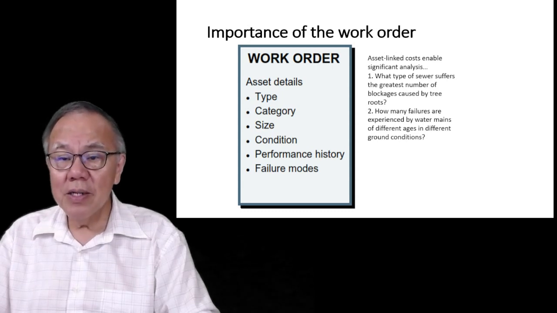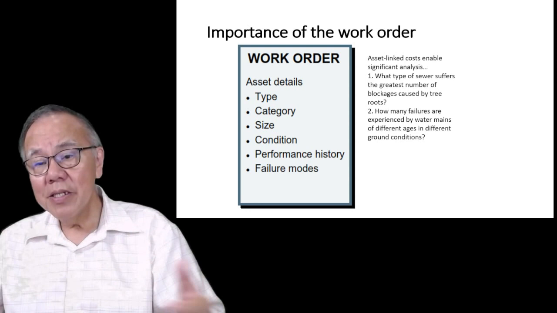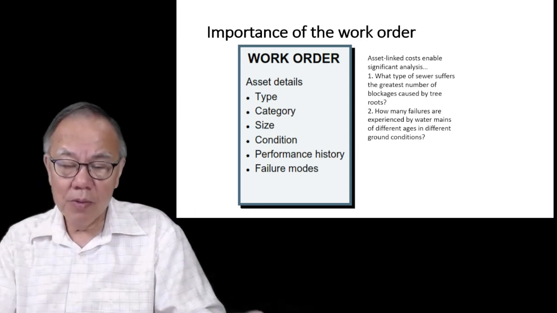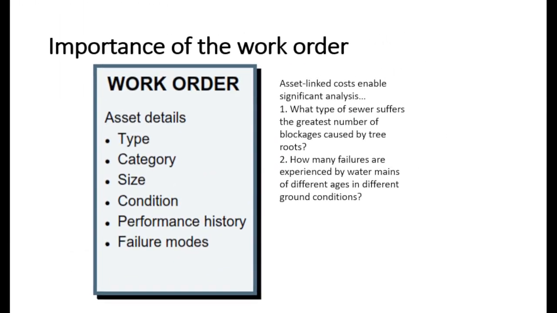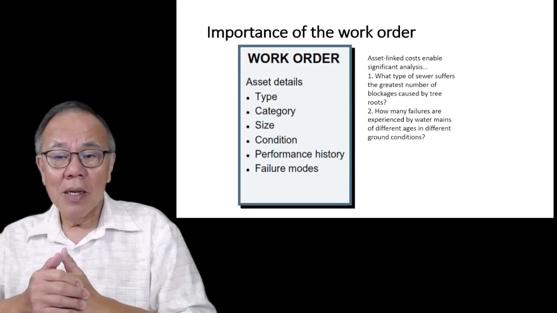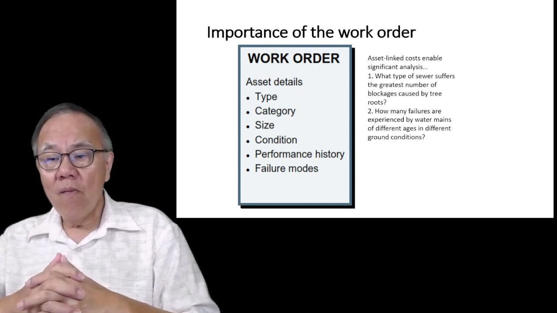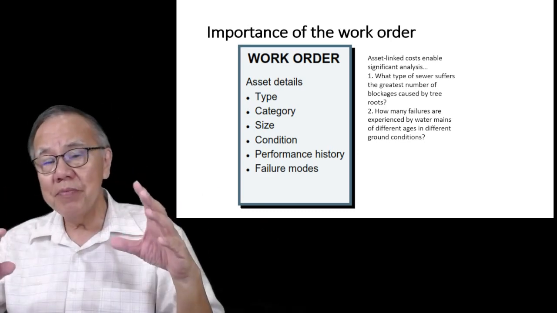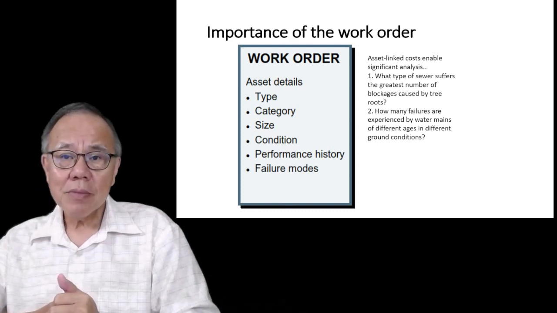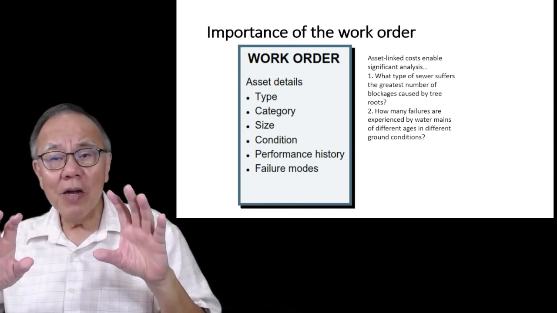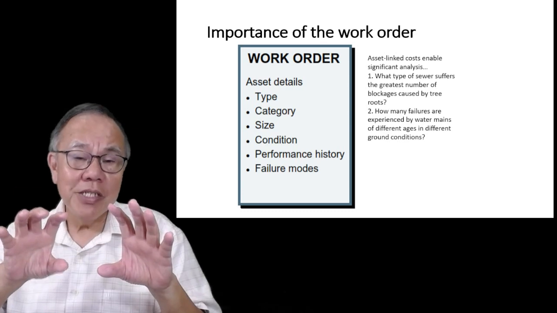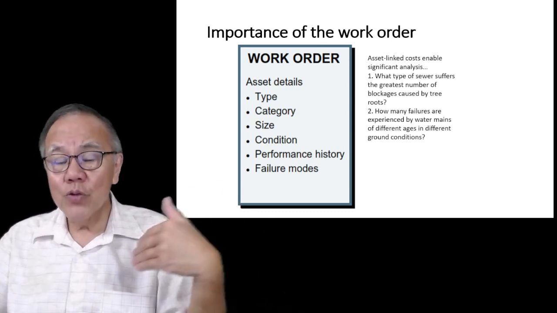So the importance of works orders are plentiful. Yeah, and then of course the works order should be able to give you information on the type of equipment, the category, the size, the condition, performance history, failure mode, which you can actually capture. So a planned maintenance system is basically a works order system. In other words, whatever planned maintenance you have, whether it's computerized or not computerized, you must have works orders generated so that your mechanic knows what to do, right?